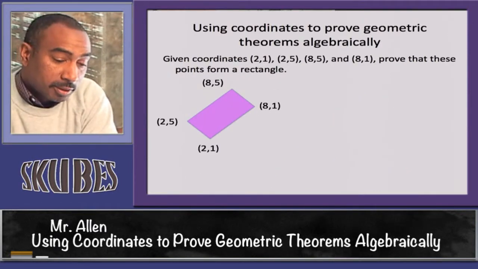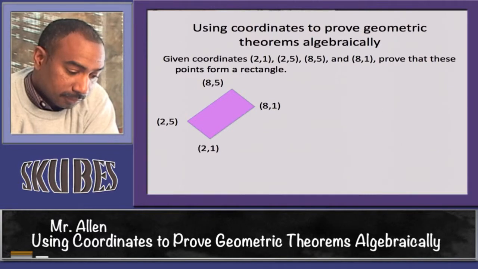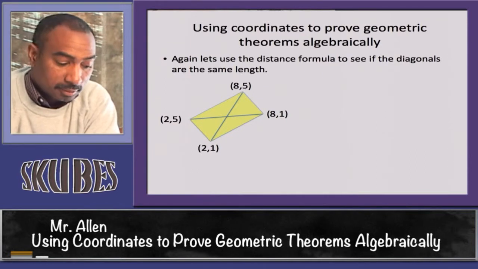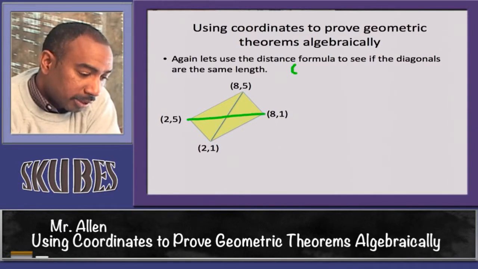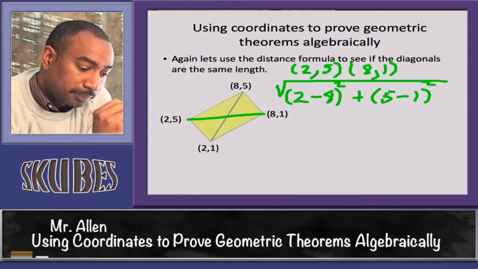Let's try another. Given the coordinates (2, 1), (2, 5), (8, 5), and (8, 1), prove that these points form a rectangle. Again, let's use the distance formula to see if the diagonals are the same length. So, let's start with this one. Here we have (2, 5) and (8, 1). So, I'm going to say 2 minus 8 squared plus 5 minus 1 squared. Don't forget that's under the square root.